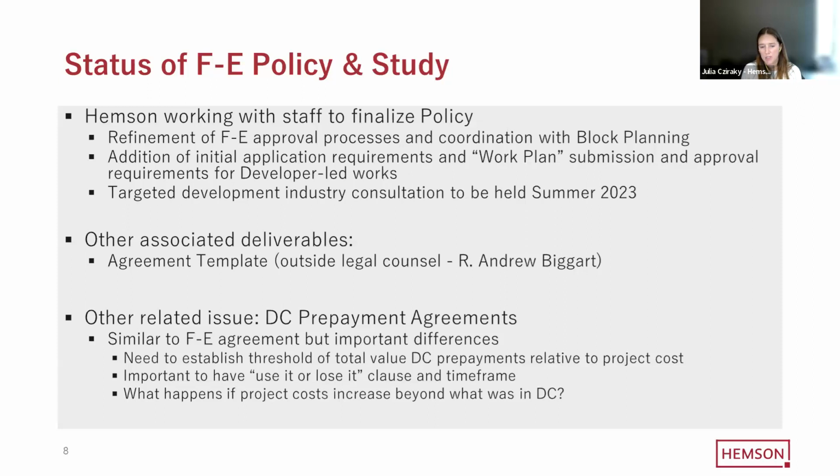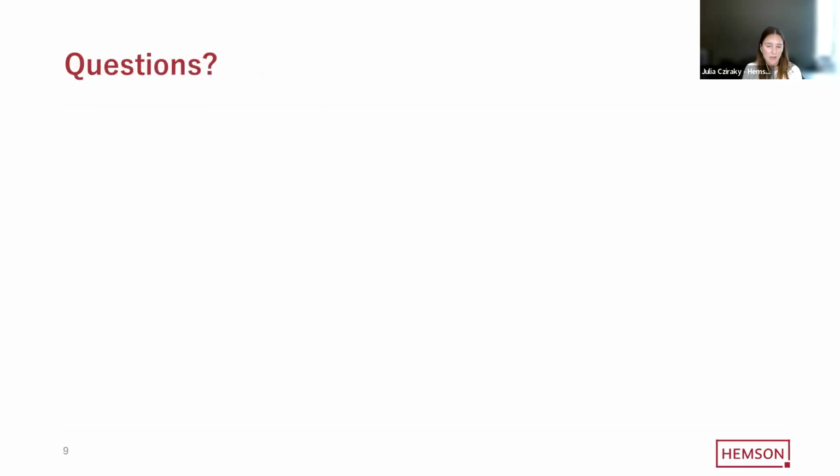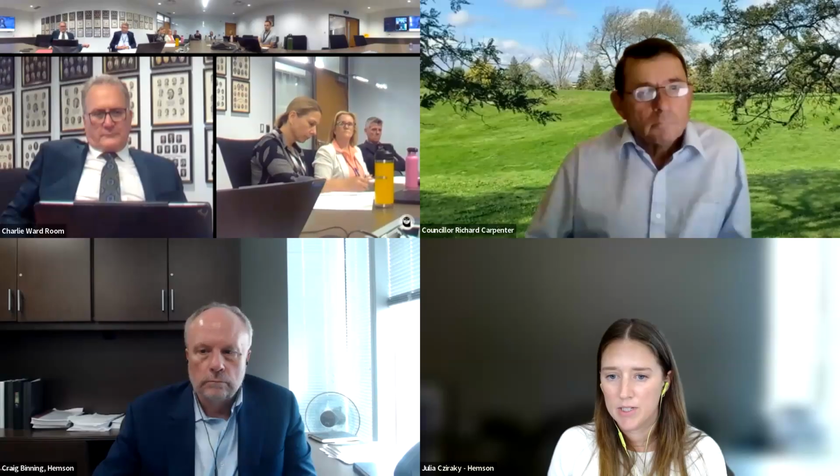Staff would need to establish a threshold total value of DC prepayments that would be needed for works to be advanced. We think that a use it or lose it clause would be needed to ensure that development advances as planned. And the city would also need to consider how to address project costs that exceed what's stated in the DC study. So DC prepayments are not something that we're dealing with through the front ending policy directly, but the city may have ongoing discussions with specific developers if they do request to go that route instead. And that's really it for our presentation. Thanks again, and happy to take any questions.